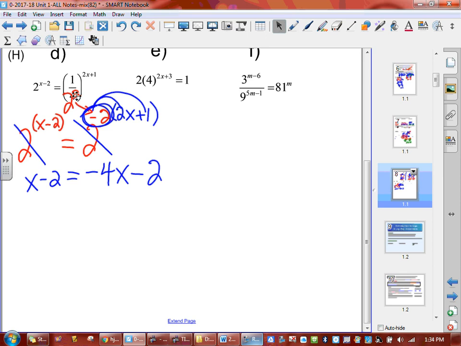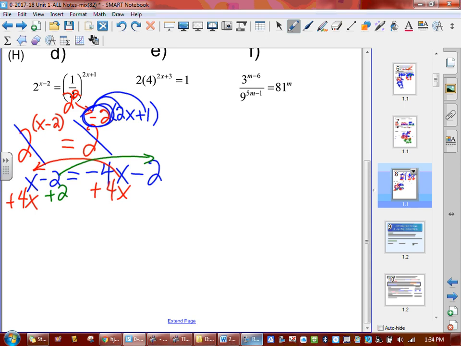Then we're going to move our negative 2 to the right. We get positive 2, positive 2. And we cancel what disappeared on each side. So those 2's disappeared and the x's disappeared. Now we add like terms on both sides. So I'm going to get x and 4x give me 5 x's. 2 and negative 2 give me 0.